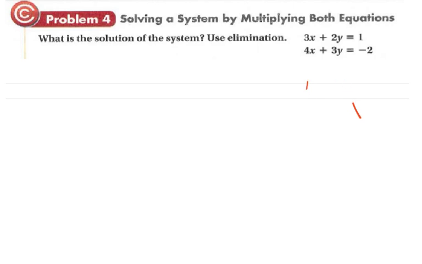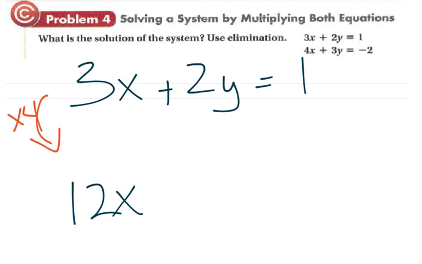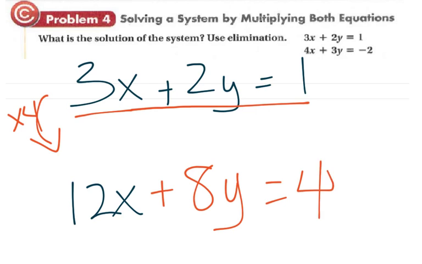I think I'm going to go with 12x. It doesn't really matter. So let's write each equation. 3x plus 2y equals 1. And what I want to have happen is I want to get to 12x. So that would mean I'd have to multiply by 4. And if I multiply the x's by 4, I have to multiply everything by 4. So that's exactly what I'm going to do. I'm going to multiply everything here by 4.